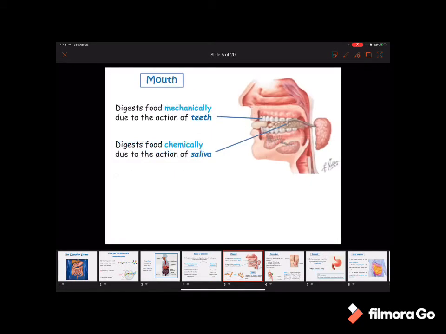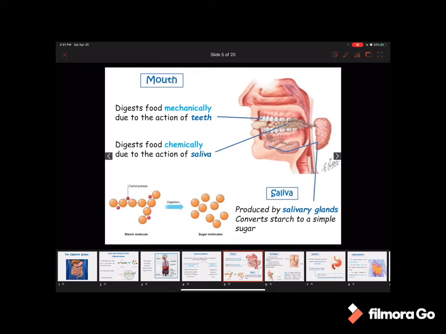So if we move on to the next slide right here, we're going to see that the mouth is definitely the first organ of the digestive system, as well as an organ where food goes inside. In the mouth, we're going to see mechanical digestion and chemical digestion. The mechanical digestion is happening with the action of the teeth, and the chemical digestion is happening with the action of the saliva. What does that mean exactly?